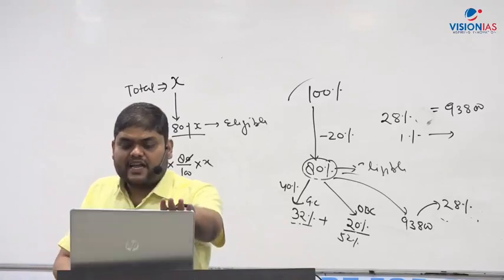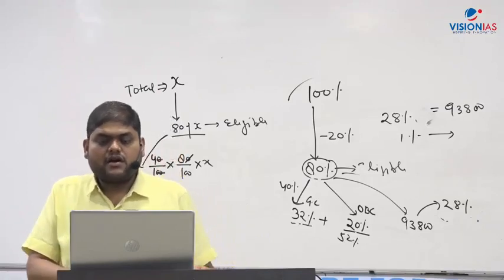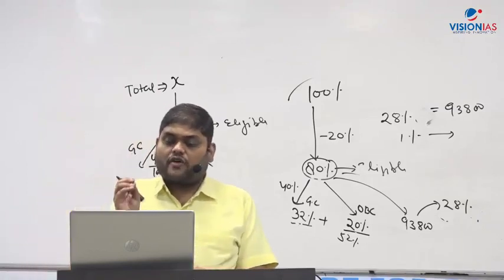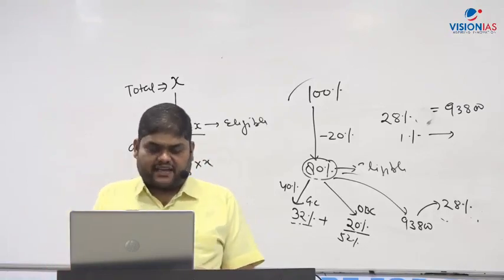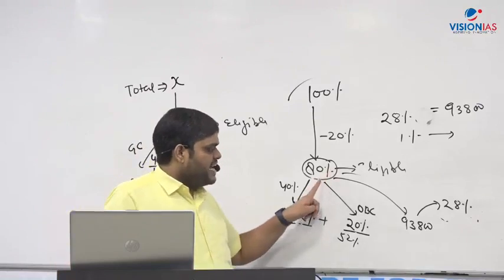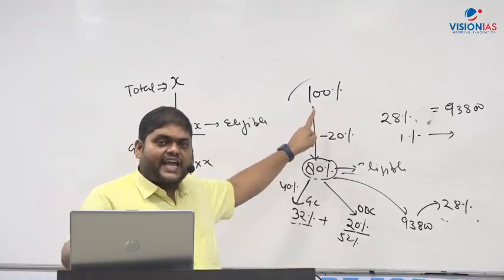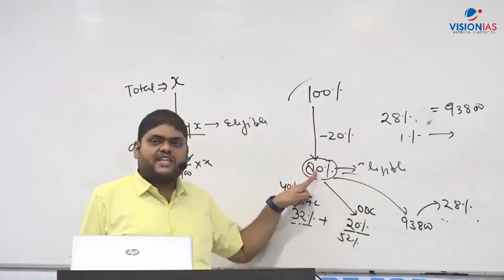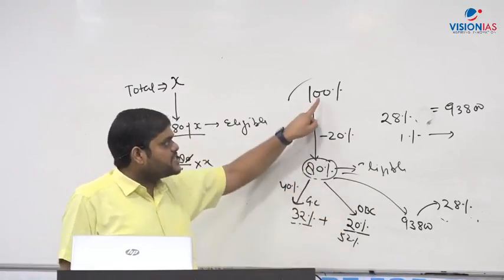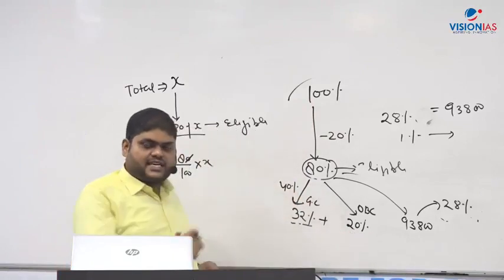Now, the second part of the question is: 20% of the total candidates belong to the OBC category. So now they are not talking about the eligible candidates, they are talking about 20% of the total. If you look very carefully, I have not taken 20% of this. I have taken 20% of the total. That's why I have written here 20% of OBC.